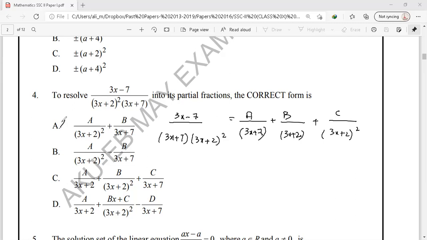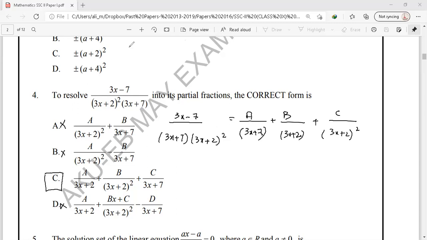So options A and B are incorrect because we have only two constants. Similarly, we have options C and D, in which we have the partial fraction of this expression. So option C is the correct answer, in which a over x plus 2, 3x plus 2, b over 3x plus 2 whole square, and c over 3x plus 7. So this is also the incorrect partial fraction of this question.